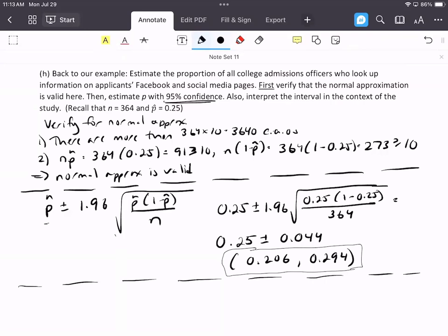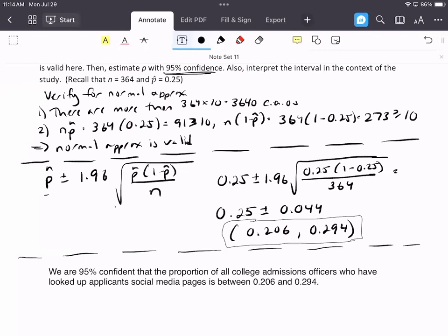Based on what I just said, pause for a minute and think about it. What am I saying? So interpreting the interval in the context, like we do when we write the conclusion in hypothesis testing, we'd also want to wrap up and tell what we found. We're 95% confident, that's our level of confidence, that the proportion of all college admissions officers who have looked up applicants' social media pages, so we're giving the context, is between 0.206 and 0.294.